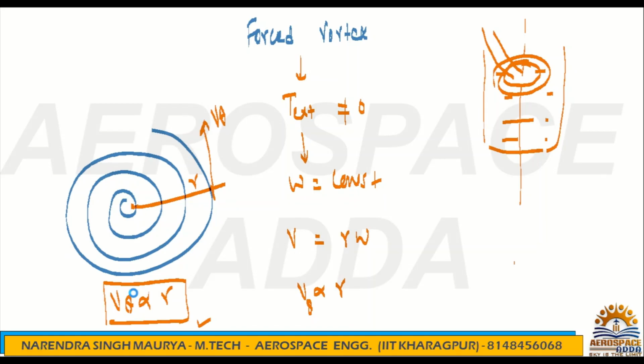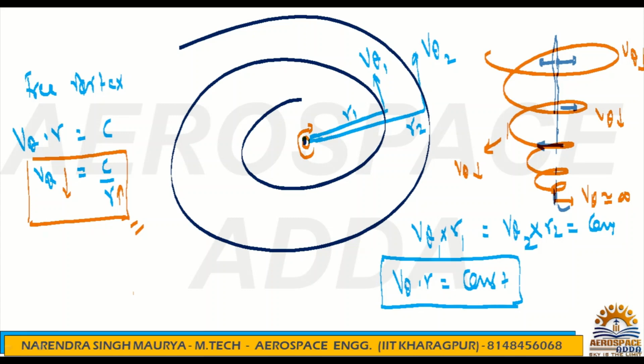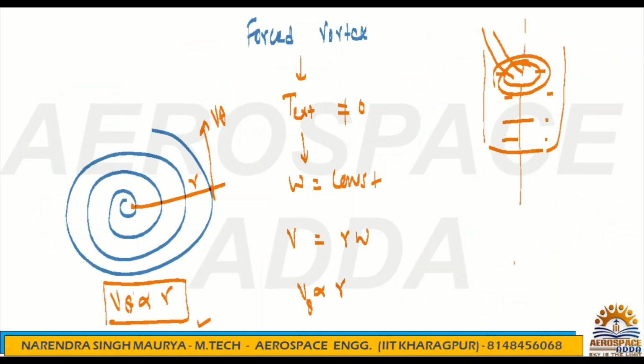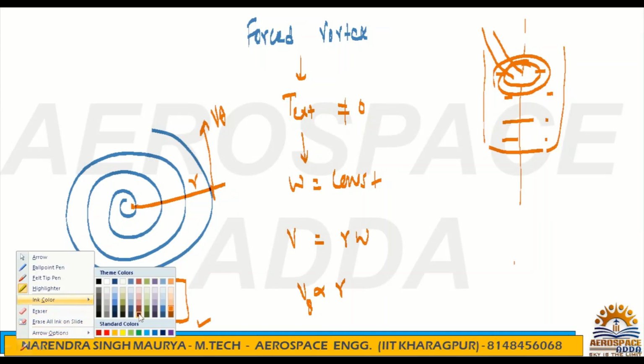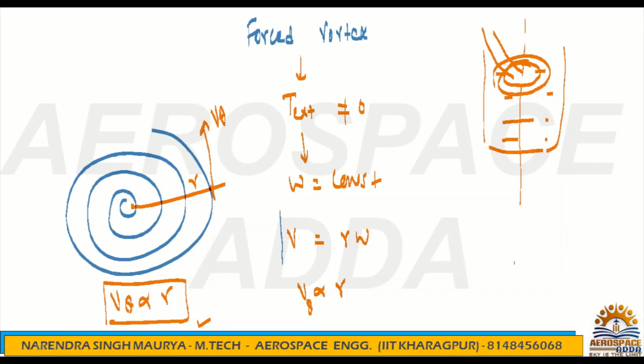But in case of the free vortex, v theta and r, tangential velocity and radial distance, are inversely proportional. If you increase the radial distance, tangential velocity decreases. In case of the force vortex, we know v is equal to r omega, the basic formula: linear velocity is equal to radial distance times angular velocity. We can derive it, but no need to derive this small formula, it's a basic formula you are aware of. Omega becomes constant in case of the force vortex.